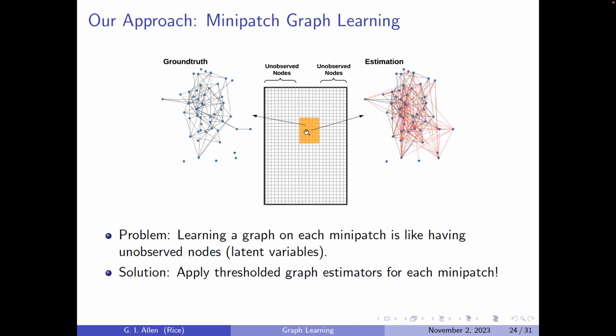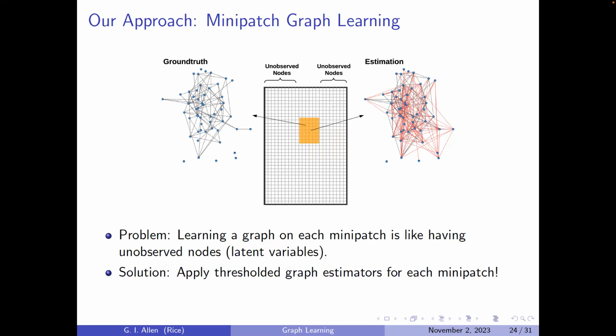But let's think about each one of these little patches first. Each patch, when we sample them, has chunks of unobserved nodes. Well, these are just latent variables. If this is the ground truth, we know they're going to induce false positives. But under certain assumptions, as we just discussed, we can use thresholding to get rid of those false positives and get a consistent graph estimation.